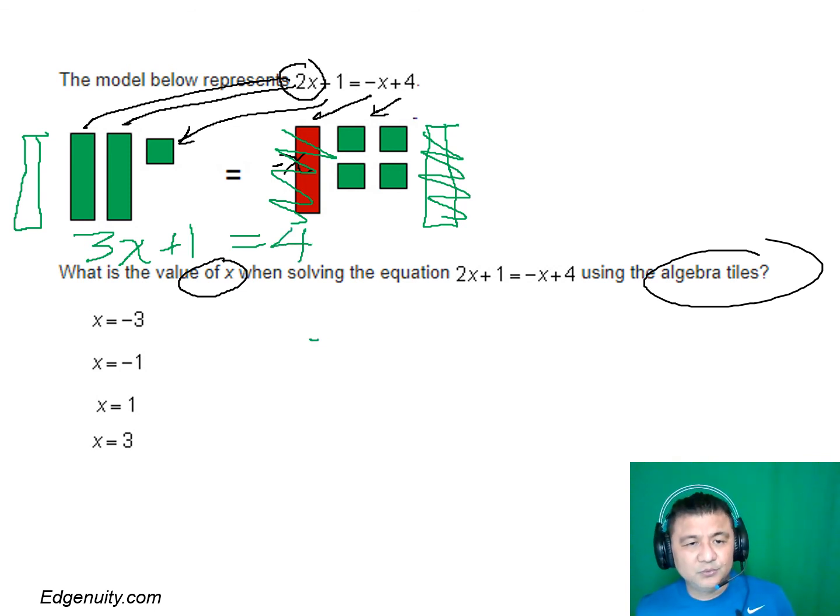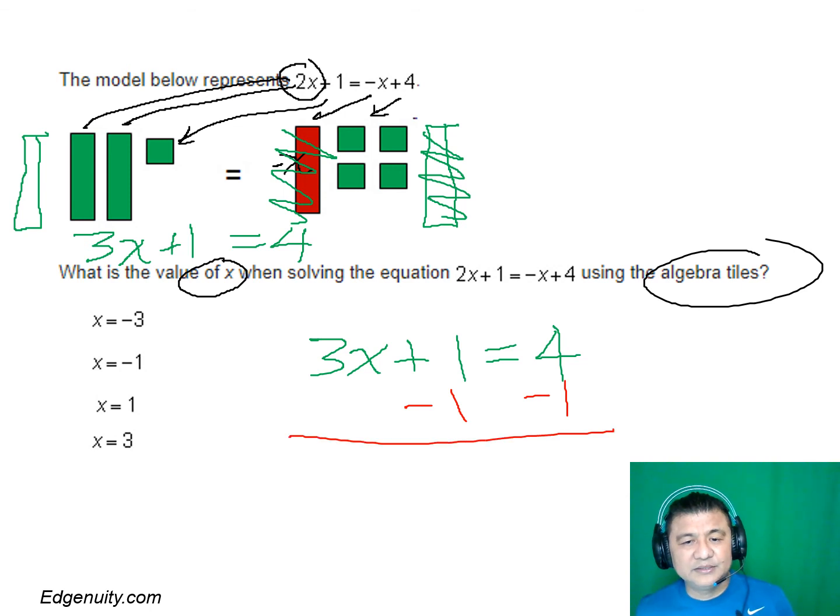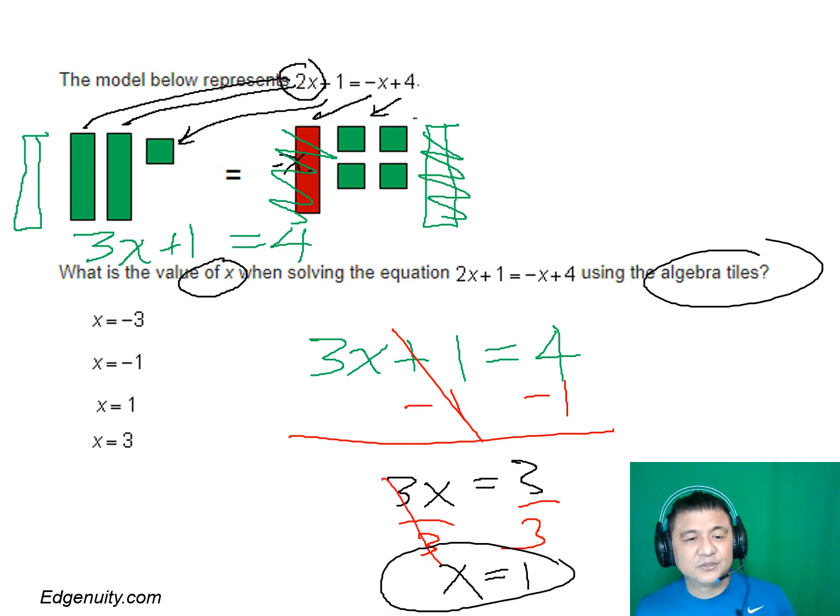We did that a while ago. It's now a two-step equation. How do I get rid of this 1? I will subtract 1, that cancels out. That becomes 3x is equal to 3. How do I get rid of the times 3? Divide by 3, that cancels out. x is equal to 1. So this is the answer, 1.